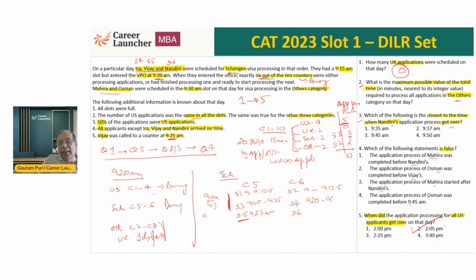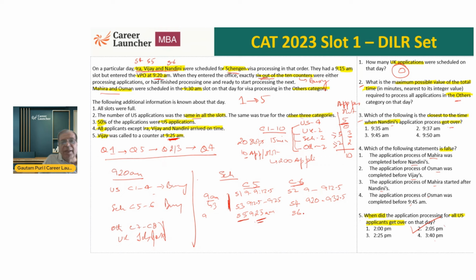She would go till 9:32.5. Okay, because it says they entered at 9:20 and Vijay is called at 9:25. If Vijay is called at 9:25 on this particular counter, which I've named Schengen counter 5, that means the first and the third application for Schengen visa would have taken 25 minutes or 12.5 minutes.